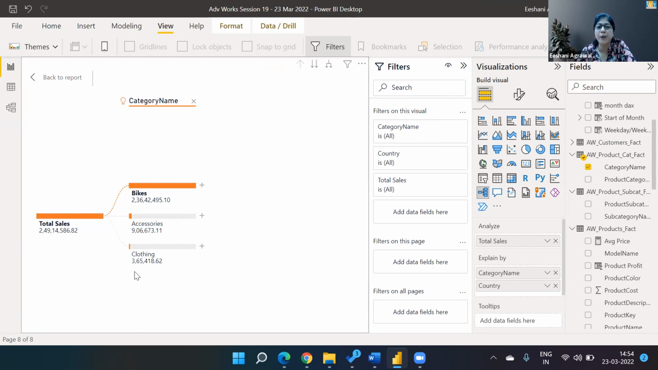When you click on high, what is it actually doing? Is it filtering? Filtering based on what? I have two fields right over here. I've got a category name, I've got country. So why is it giving me bikes?